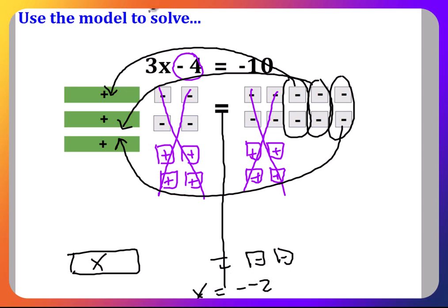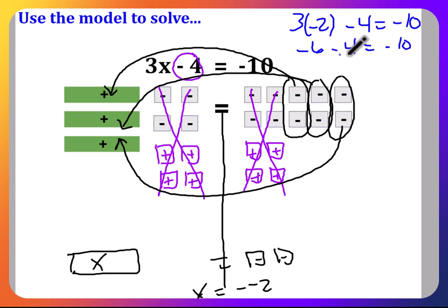And then you can go back and check your answer. Plug in negative 2 for x. Let me change my color. I'm going to do it up here. 3 times x, which we're going to substitute with a negative 2, minus 4 should equal negative 10. Now we do the regular order of operations. We do multiplication before subtraction. 3 times a negative 2 is a negative 6.